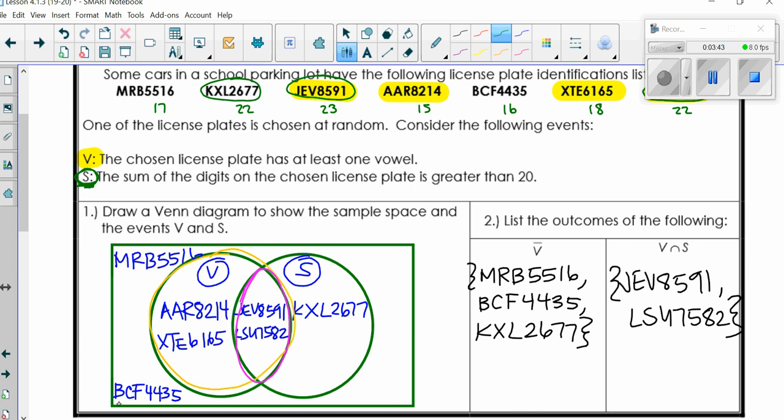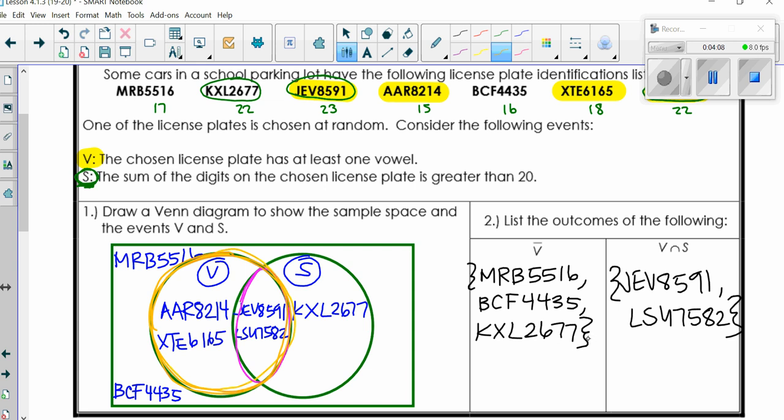And remember, you got to draw that box in. List the outcomes of the following, not V. Okay, so what I would do is this. I would say, well, V is this. So V represents this entire circle. And there's 4 in that entire circle. So then not V would be the other 3. So it'd be this one, and this one. Order does not matter, but here's all 3 of them.